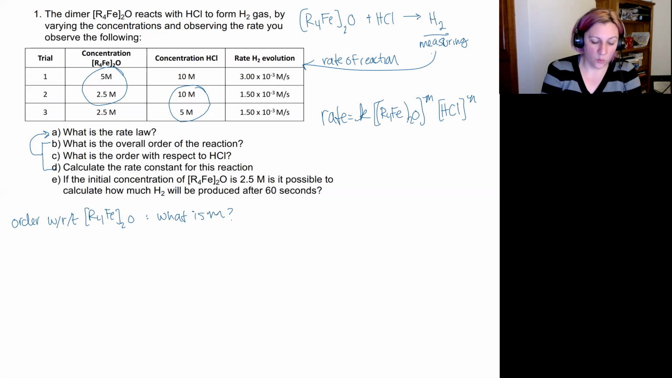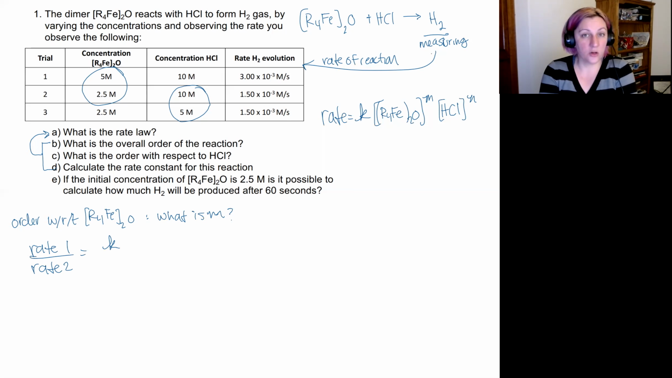All right, so we're going to look at trials 2 and 1. And I like starting with the higher concentration on the top. So I'm going to look at the rate of trial 1 over the rate of trial 2. It's going to be equal to K, the rate constant. And so our concentration for our iron dimer is going to be 5 molar to the M, and our hydrochloric acid is going to be 10 molar to the N.